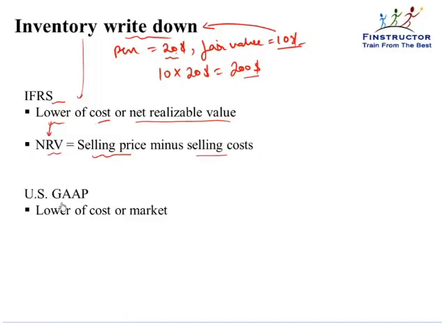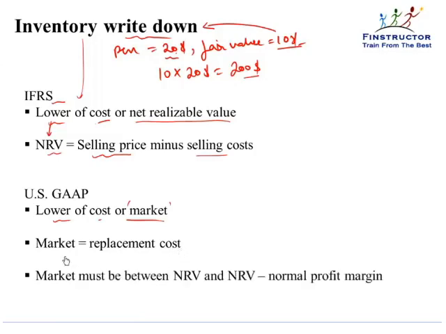US GAAP says that inventory must be carried at the lower of cost or market. And how is market defined? Market is equal to the replacement cost, that is how much it would cost for me to replace the inventory in my godowns today. However, market must be between the net realizable value and the net realizable value minus a normal profit margin. So we'll explain this better with an example.